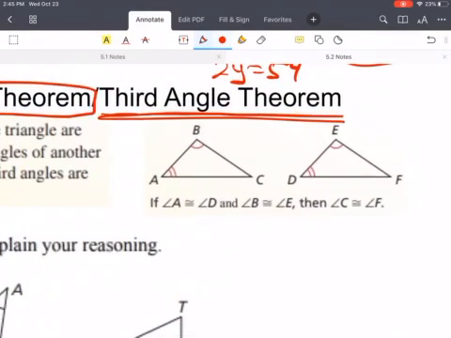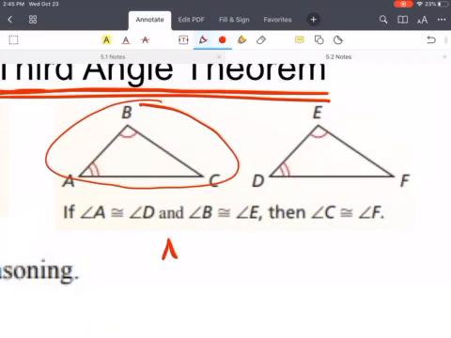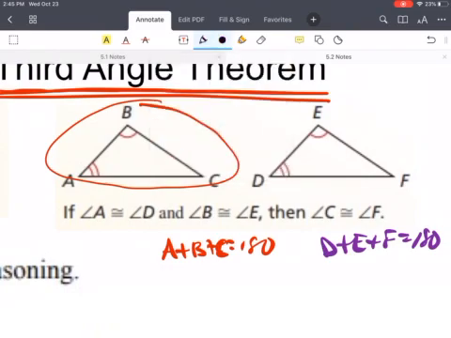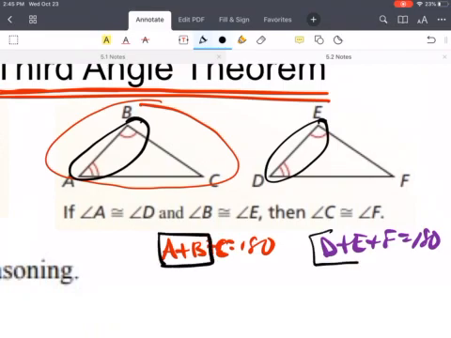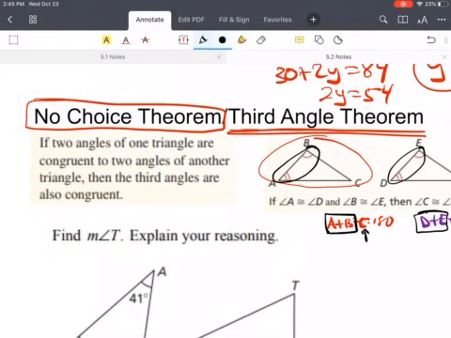But what this is really going through is, if we look at these two triangles, we know that angles A, B, and C have to add up to 180 degrees, because those are the rules of a triangle. And we also know that angles D, E, and F have to add up to 180 degrees because all triangles add up to 180. And we know that A and B are equal to E and D. So we know these are the same. We are always going to be left with the exact same number for the last third angle. So the no choice or the third angle theorem is stating that if two angles of a triangle are congruent to two corresponding angles of another triangle, then the third pair of angles must also be congruent.